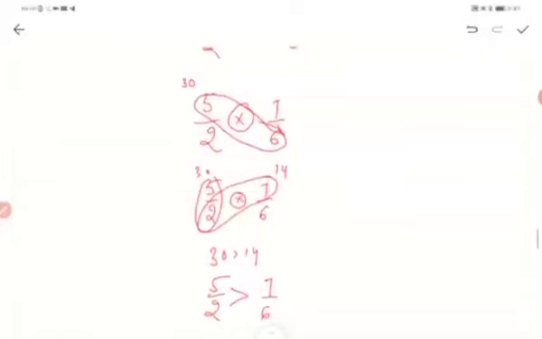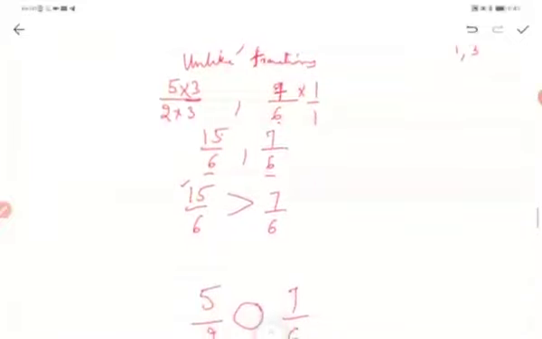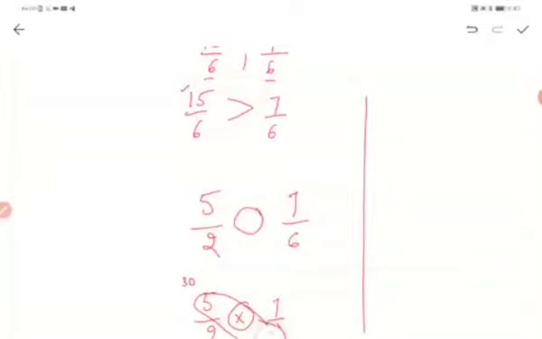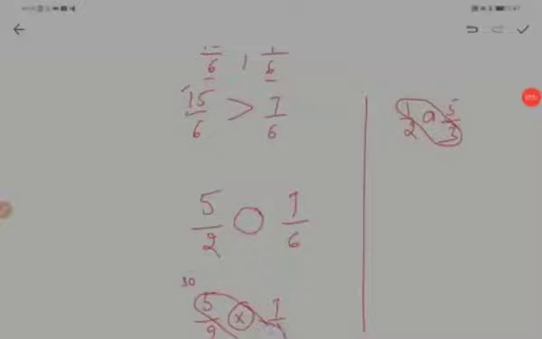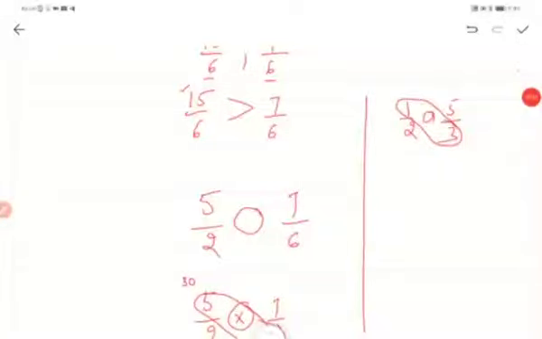Alright, so do you want me to do more examples using this? Let me take two unlike fractions, something like this: 1 by 2 and then 5 by 3. First step is we will have a bubble here and cross multiply. So you will cross multiply these numbers, numerator and denominator. 3 ones is 3, I will write here on the top.